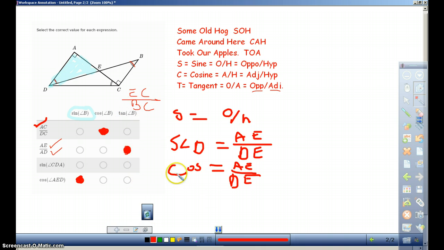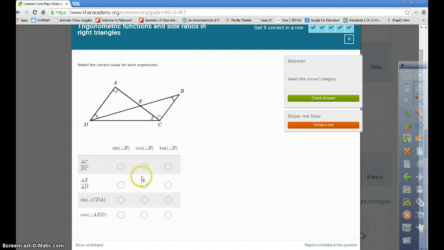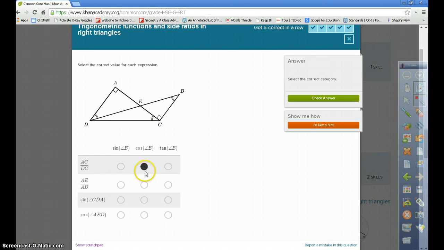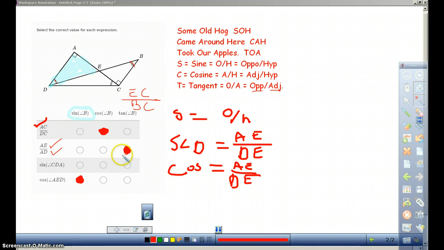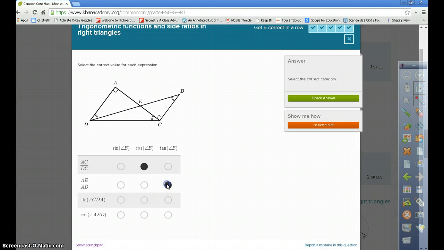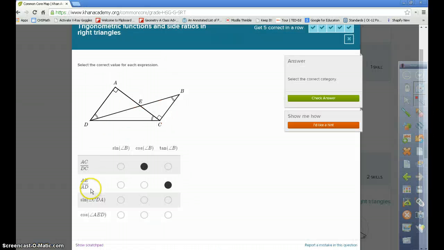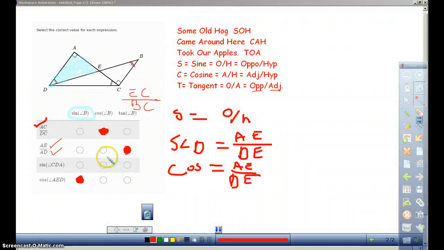So we go into our Khan Academy and we'll mark our answers. What was it? Cosine of angle B, boom. Then we had tangent of angle B. And then we had this one, cosine of angle AED. Do we have to do this last one? I suppose we do. Let's go back and look at that one.